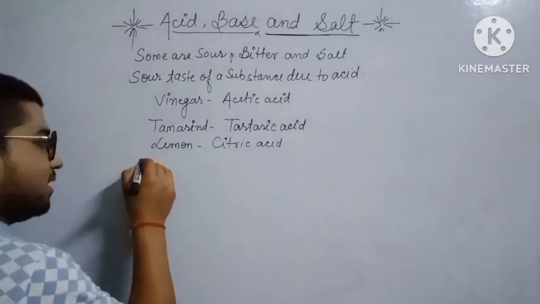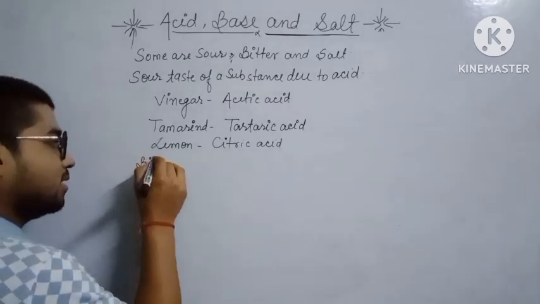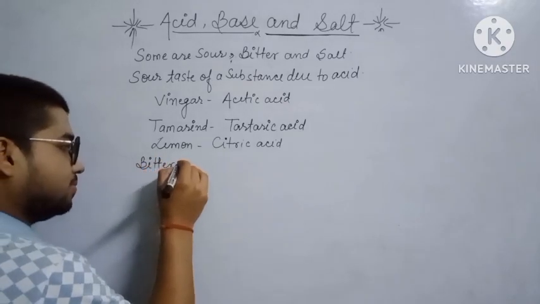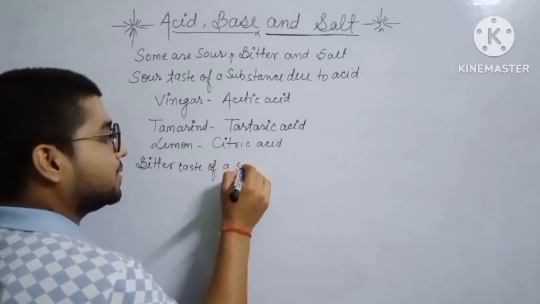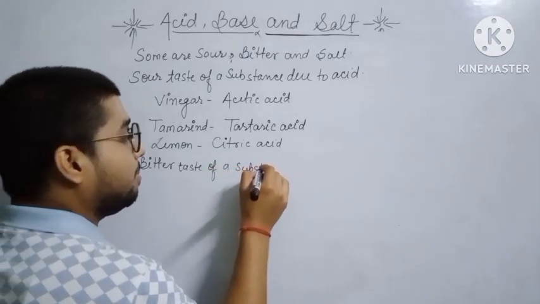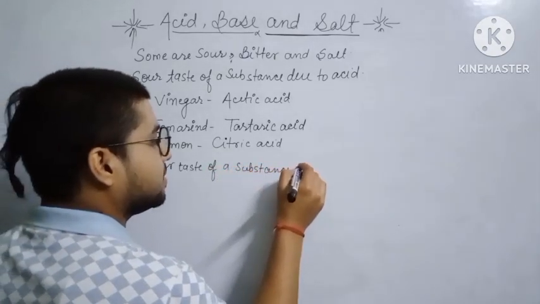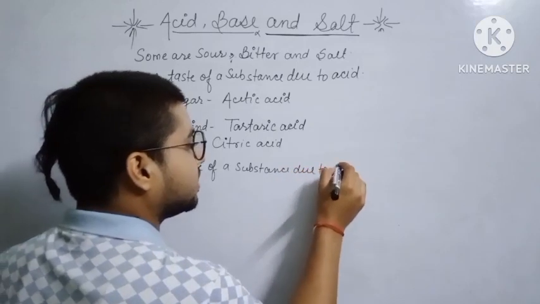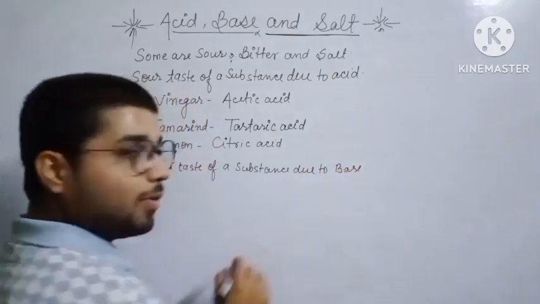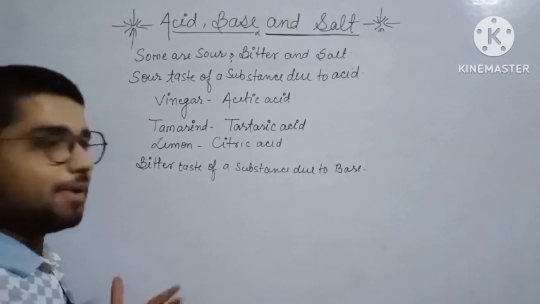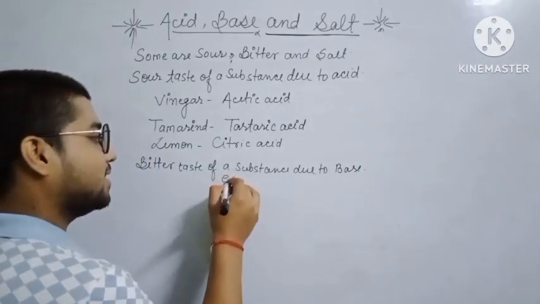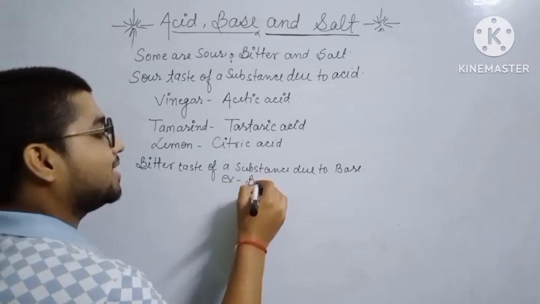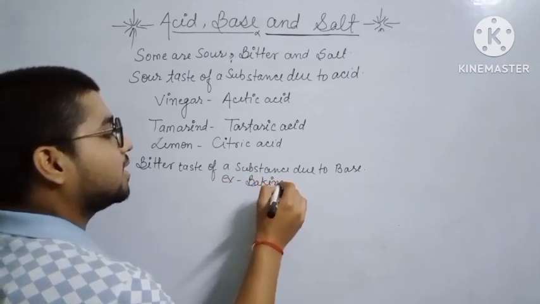and the bitter taste of a substance is due to base. So we can conclude that bases are those substances which are bitter in taste. For example, baking soda.